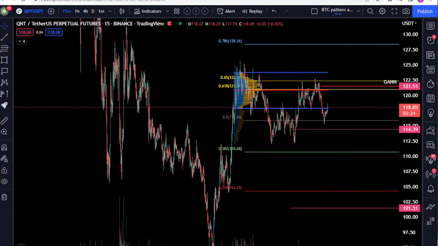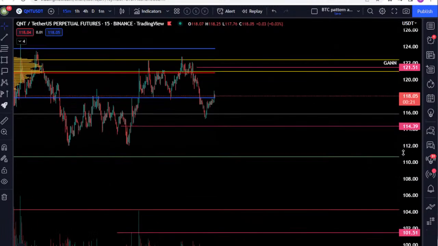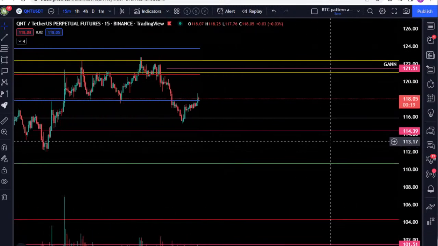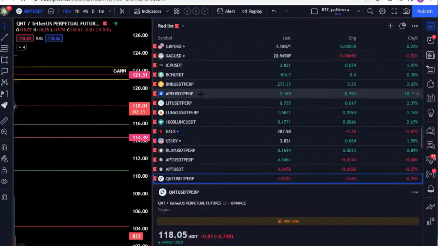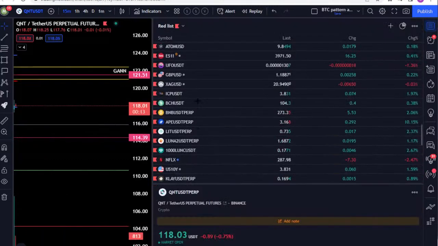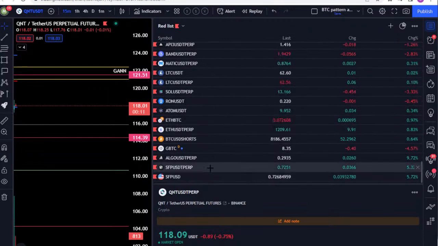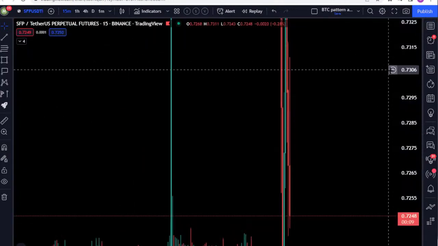A lot of these assets are moving correctively. That means we are in a correction, maybe to the upside, then we might come down. That's for Quant. Let's go to another asset I was looking at a few days ago, and I shared with you.